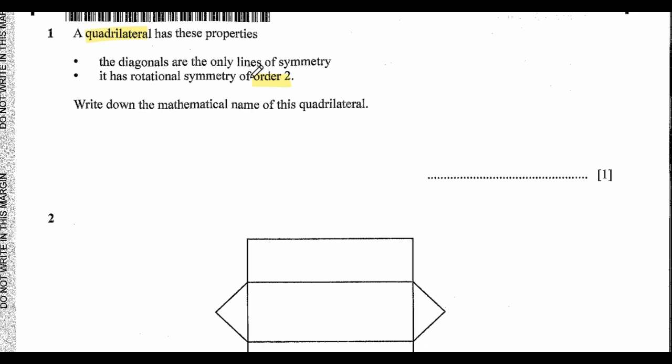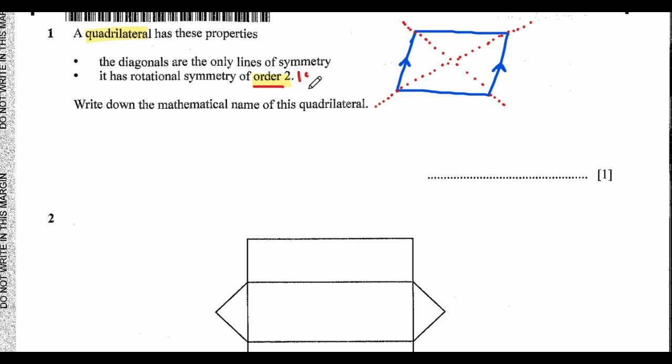It can't be a square or a rectangle because both have other lines of symmetry as well, and it is a parallelogram because a parallelogram has only two lines of symmetry, that are the diagonals of the parallelogram. And if you rotate your parallelogram by order 2, that means by 180 degrees, it will repeat its original shape again. So it's a parallelogram.